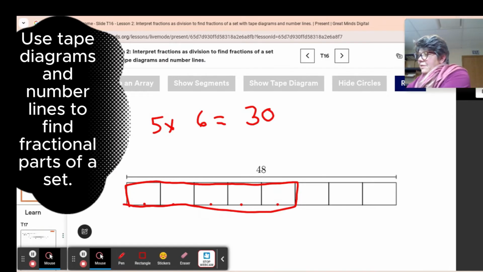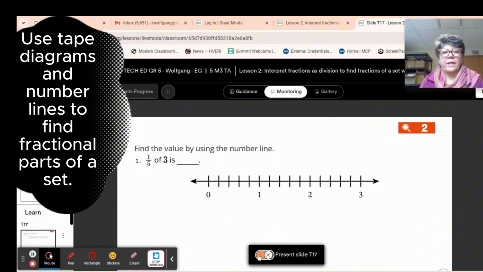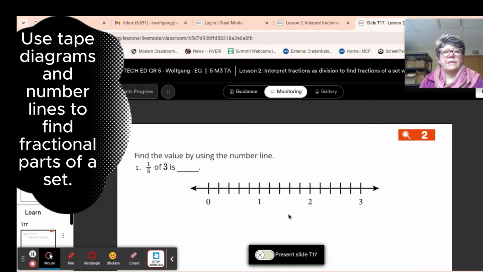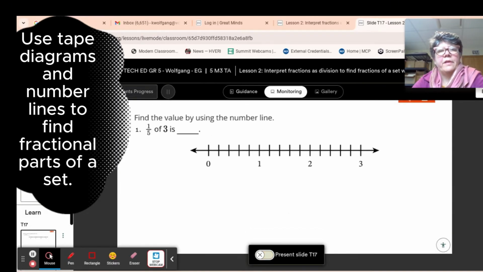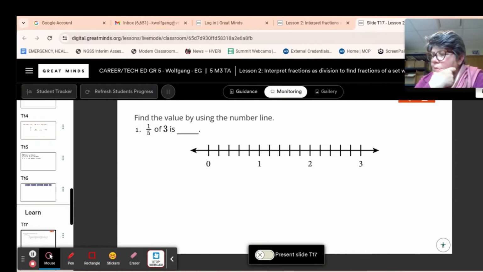Okay, so let's go ahead and keep moving. In your Learn book, you're going to need your Learn book, page 13. We're going to start on number 1 there. We are looking at number 1, and number 1 says, find 1/5 of the value by using a number line. All right, so why do you think there's a number line and not an array?